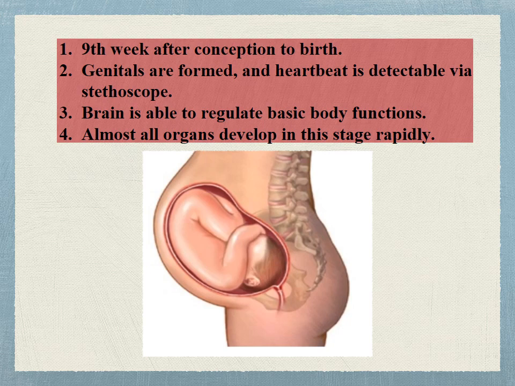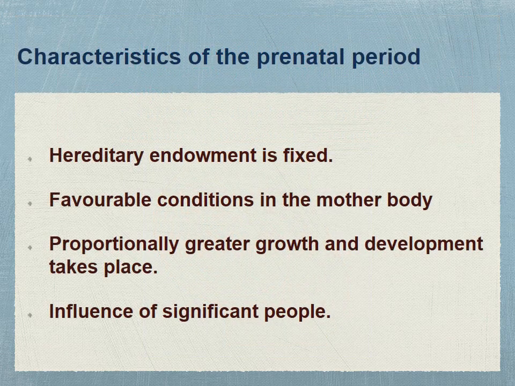Fetus gets more active as months are passing, and genitals are formed, the heartbeat is detectable, and brain is able to regulate basic body functions. Fat layers are formed, organs are maturing, and by 8th or ninth month, the baby is fully developed and is ready to survive outside the mother's body. As you see in the picture, the baby settles down lower in the abdomen, preparing for the birth. That is all about the three stages.